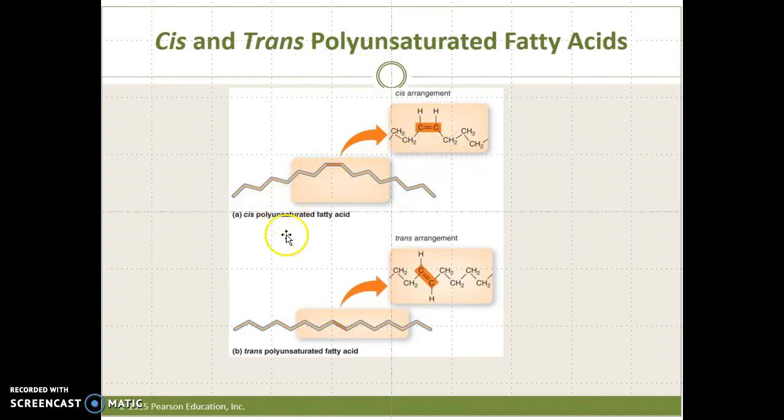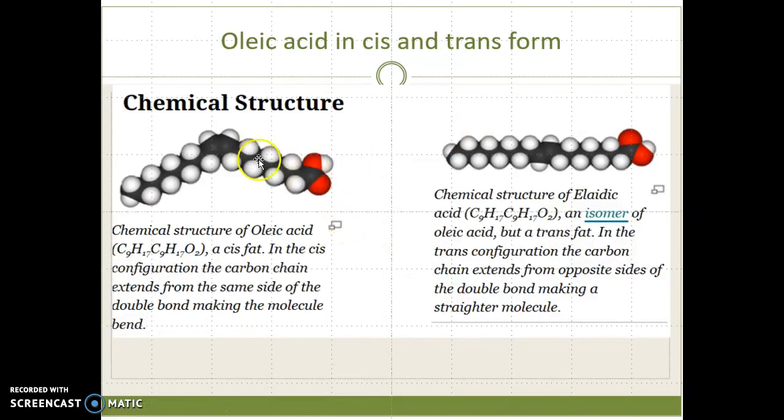So instead of just making a normal straight fatty acid, the trans changes the configuration of the double bonds, whereas in the cis, the two sides of the chain are on the same side. In the trans, the two ends are on opposite sides. So here's oleic acid in its trans form. So they can take what's a normal oleic acid, a fatty acid, and change the shape.